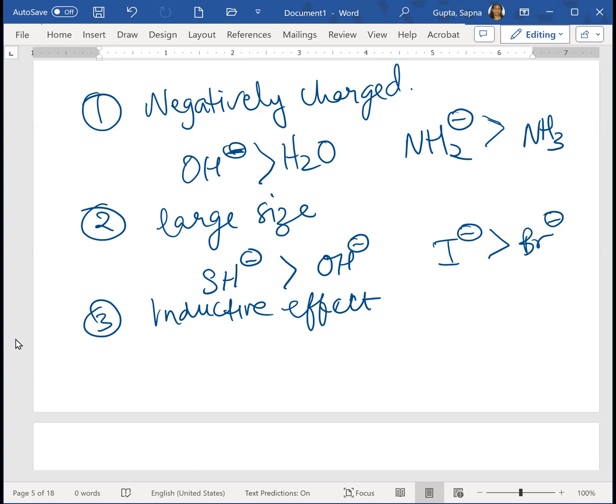So inductive effect we just talked about, right? Inductive effect has to do with pushing the electrons into the system. So the more electron-rich component you have, the better it is. For example, if you were comparing CH3O minus with CH3CH2O minus, these are conjugate bases of alcohols. So now the CH3CH2O minus is better.